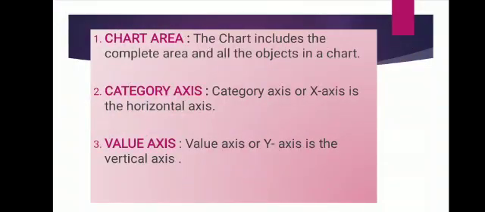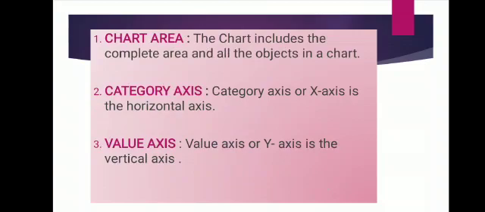First is chart area. The chart area includes the complete area and all the objects in the chart. All the data and objects we have made in the chart are included in the chart area. Second one is category axis. Category axis or x-axis is also called the horizontal axis, and the subject of analysis is plotted against the x-axis. It looks like the graph paper that you use in maths. So on the x-axis, the subject of analysis is plotted.